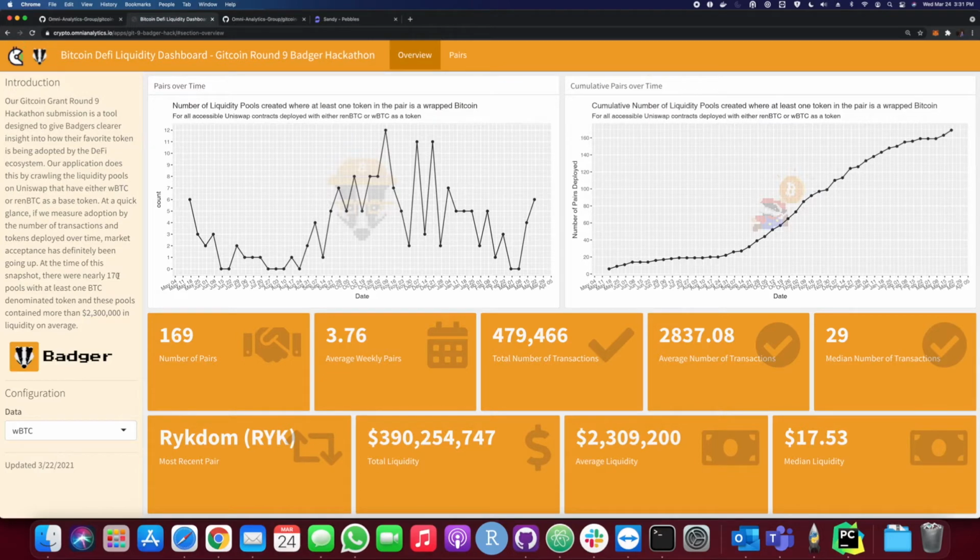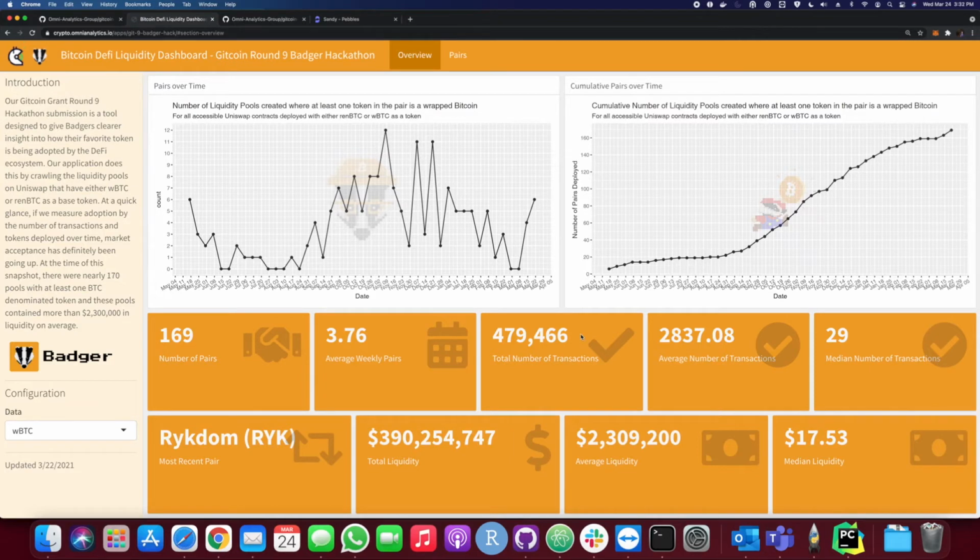Diving into the application, you can see along the bottom we have a number of statistics that are aggregated and presented. And then along the top, we have some time series data on the liquidity pools. So you can see from the bottom here, there's 169 pairs that have WBTC as one of their tokens, and this totals almost 400 million in liquidity. Across those pairs, there have been nearly 500,000 transactions, and on average, there's $2.3 million of liquidity per pair.